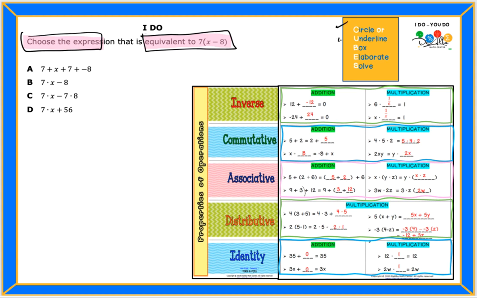And with the circle or underline and box, for elaborate, I'm going to be using this anchor chart in here, guys. And I'm going to look at the properties. And then I notice this expression looks like it needs to use the distributive property. But what I'm going to do first, I'm going to rewrite the expression down here: 7 parentheses x minus 8. And I'm highlighting that in this color. And then I can see here that it definitely is a distributive property. And I'm going to put it in pink here.